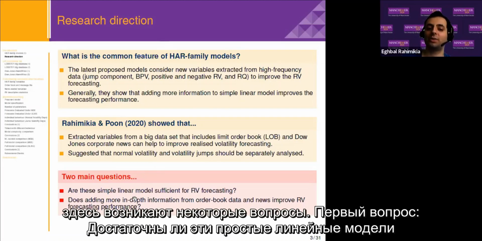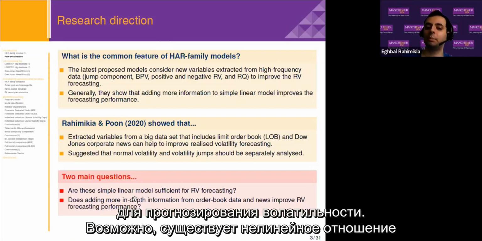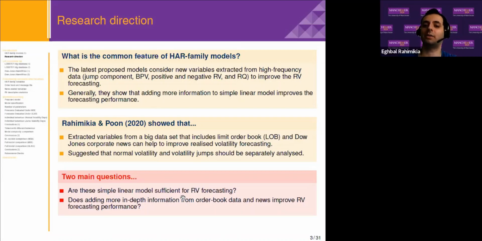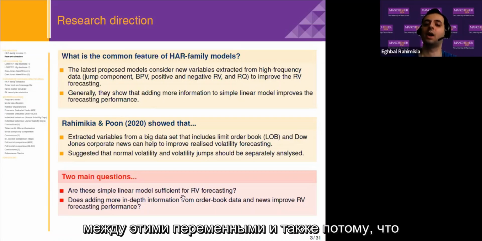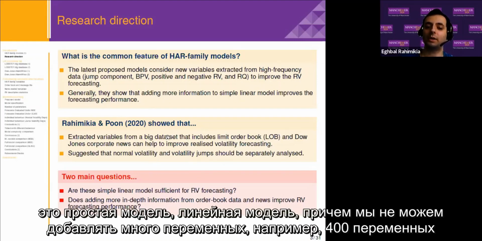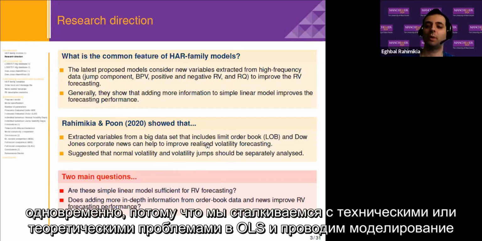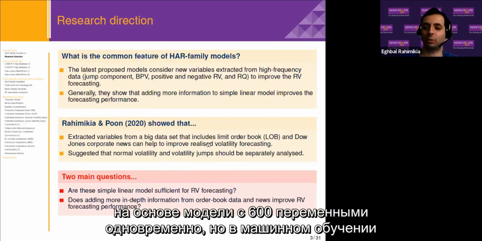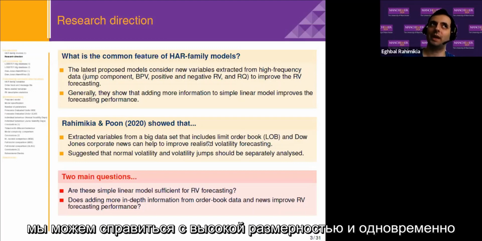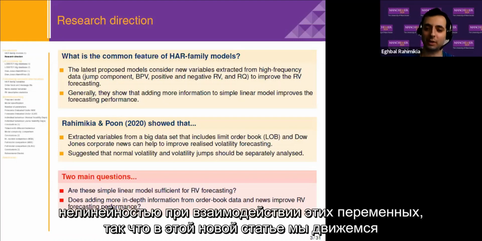The first question is whether all these linear, simple models are sufficient for all the forecasting. Maybe we have a non-linear relationship between these variables and our output. Also, because this is just a simple linear model, we can add many variables, like 400 variables at the same time. We have some technical or theoretical issues in OLS with a model with 600 or 700 variables at the same time. But in machine learning, we can handle this high dimensionality and, at the same time, the non-linearity between these variables.